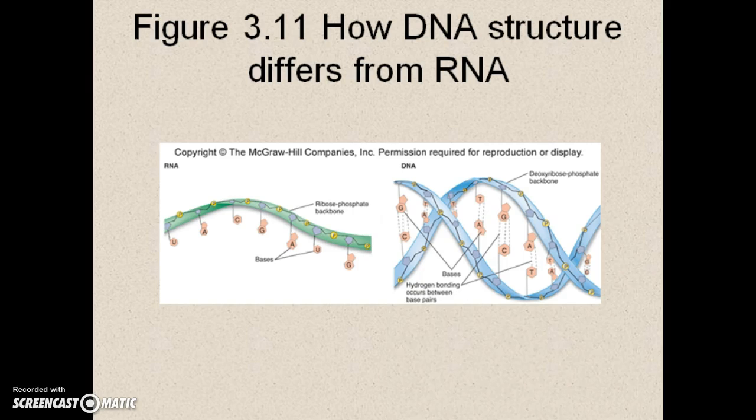Here's a great diagram that shows us the visual structural differences between RNA on the left and DNA on the right. So DNA's got this nice double helix, and RNA is very similar. It's a nucleic acid. It can be found in the nucleus, but it also is going to be able to travel outside of the nucleus.